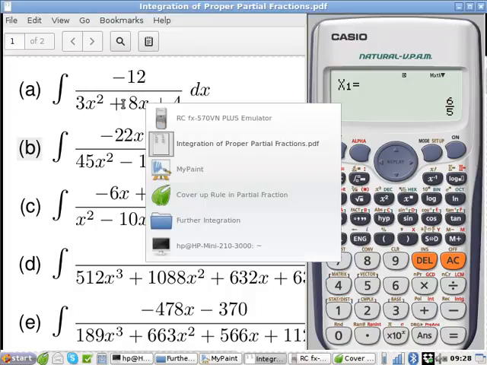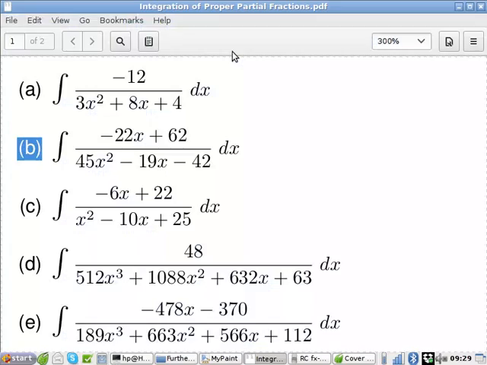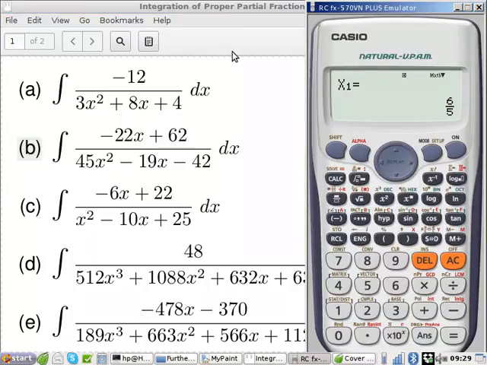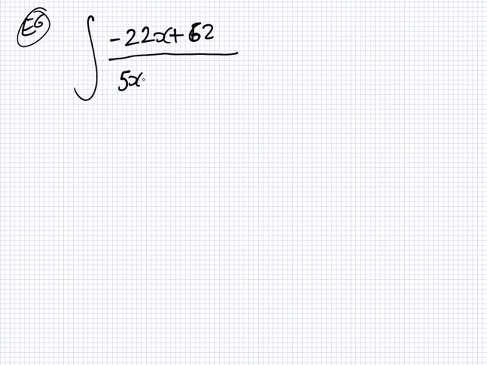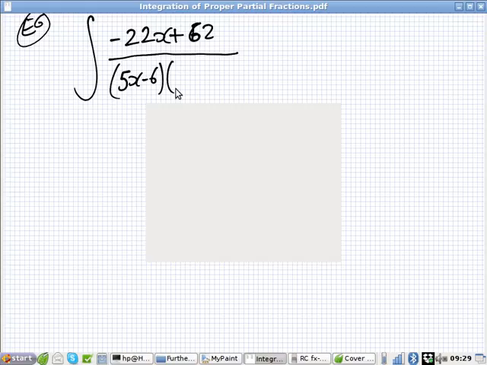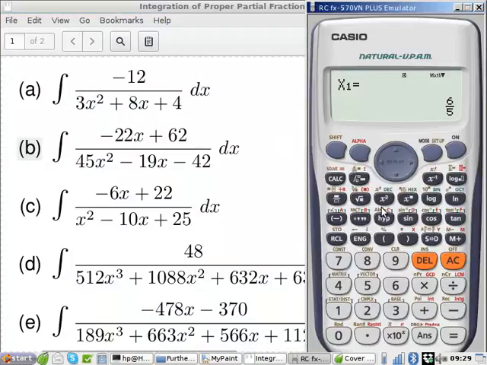Okay. So what do they have on the top? Minus 22x plus 62 over. Now, what I'm going to do is factorize the bottom immediately. So I have 5x minus 6, and then the other one is 9x plus 7.